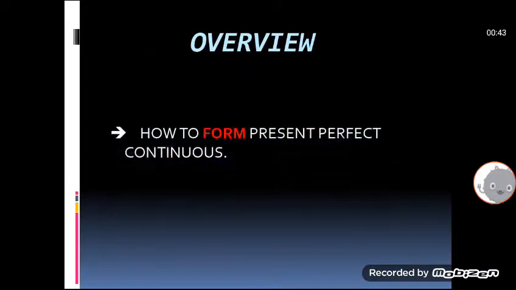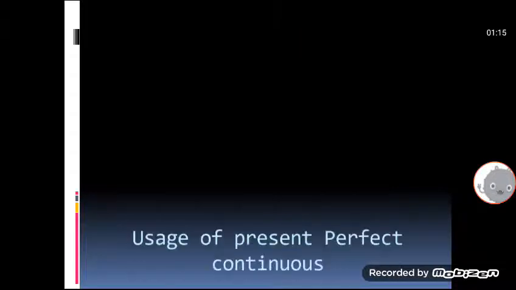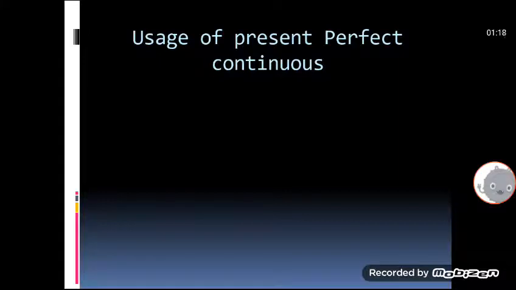Now the overview today is how to form present perfect continuous and when to use present perfect continuous. As I have told you, the name of the sentence also tells you something: that we are going to talk about an action that is present and perfect. It means that some work is complete, and continuous means that some work is yet to be completed, it is happening, in progress. Clear? Okay, usage of present perfect continuous.